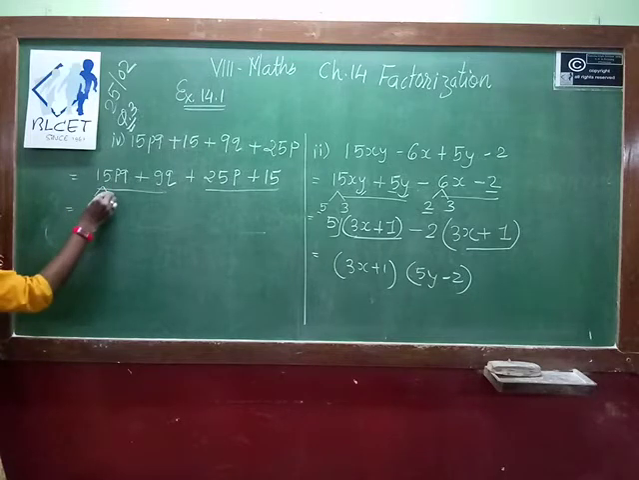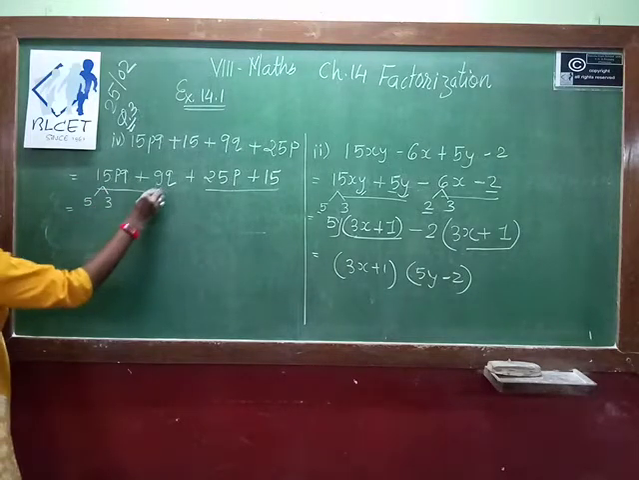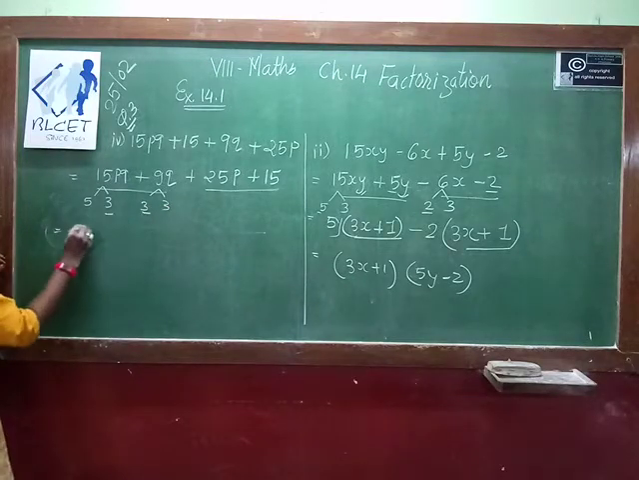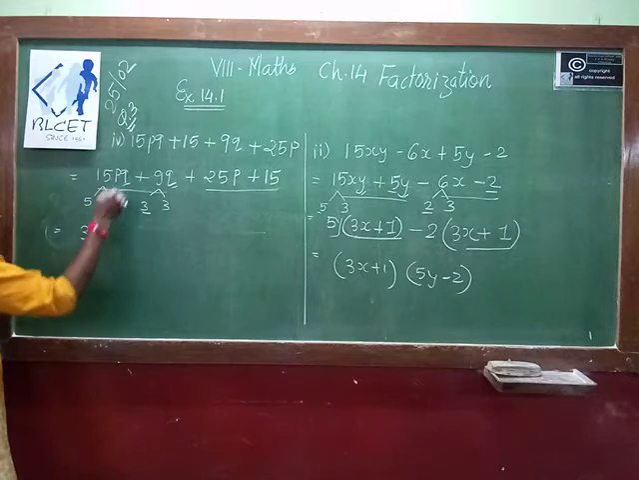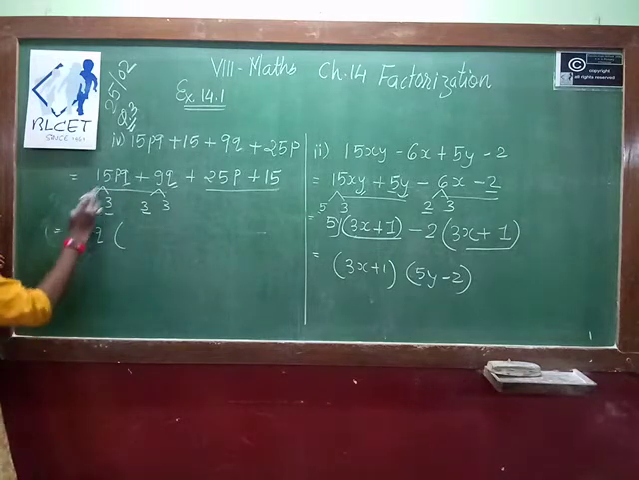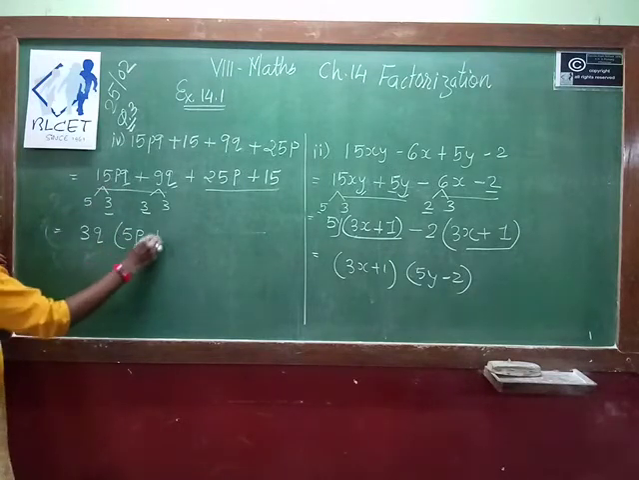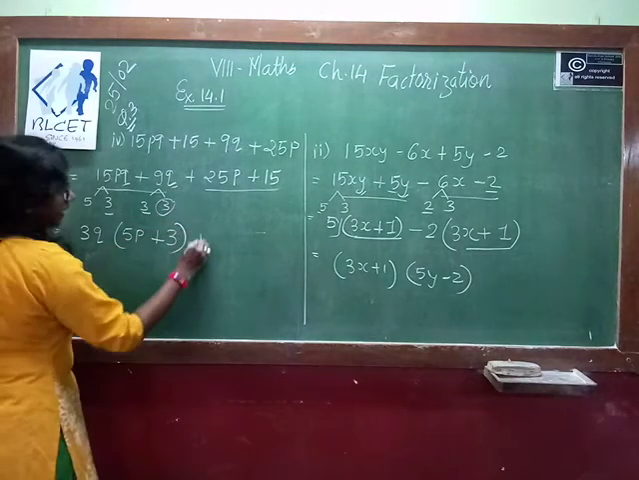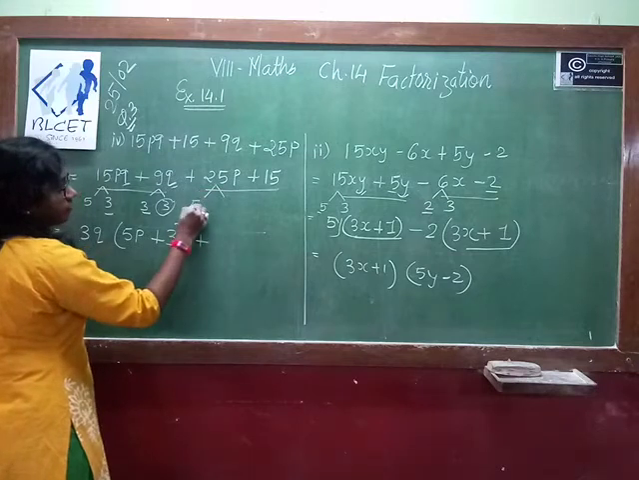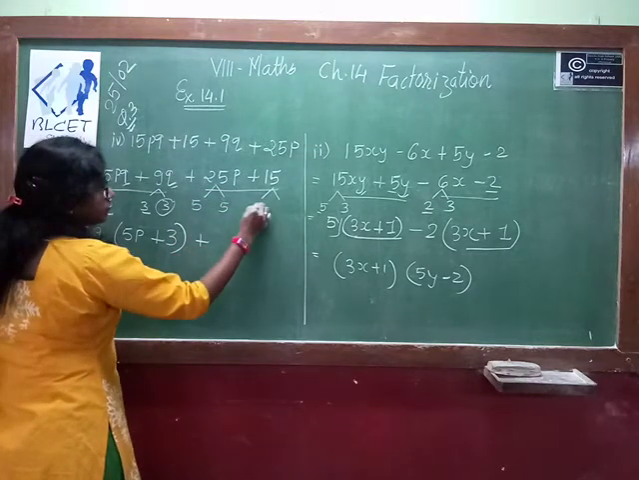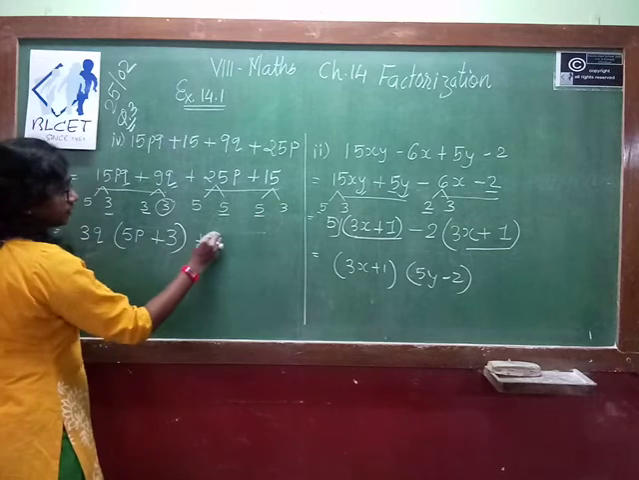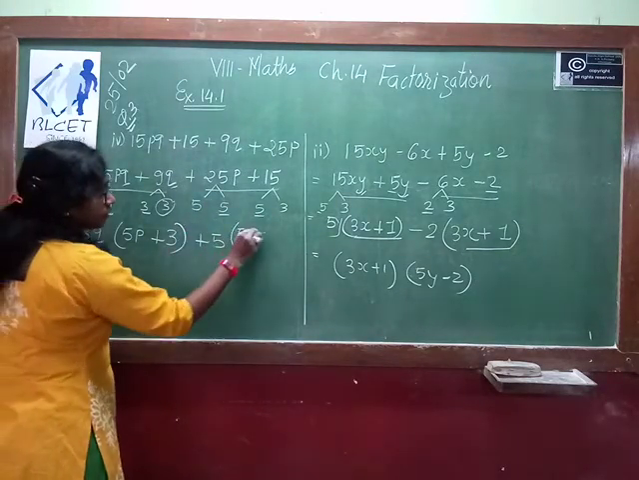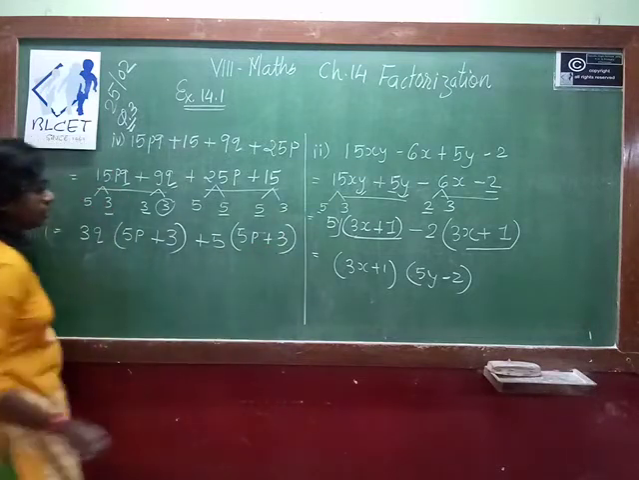Now take 15, means 5 and 3, and 9 means 3 and 3. So what is common here? 3 is common. Again Q is common. So what is left? 5P plus 3. From the second one over here, 25 means 5 and 15 means 5 into 3. So what is common? 5 only is common. So what is left? 5P plus 3.